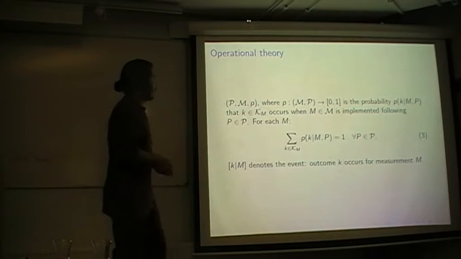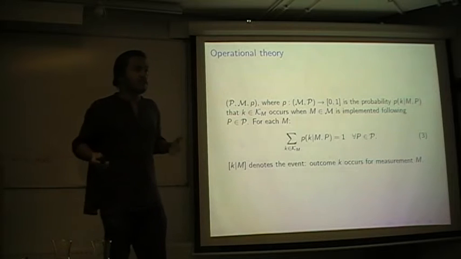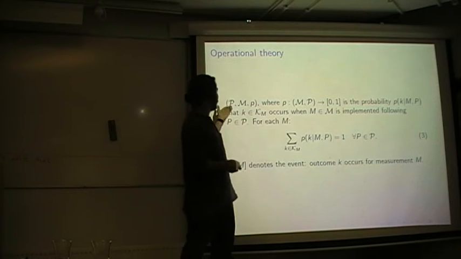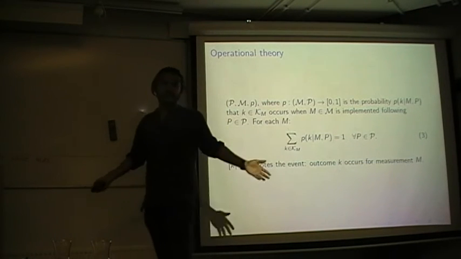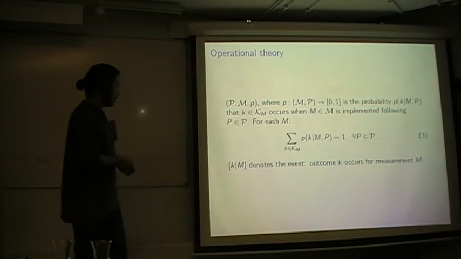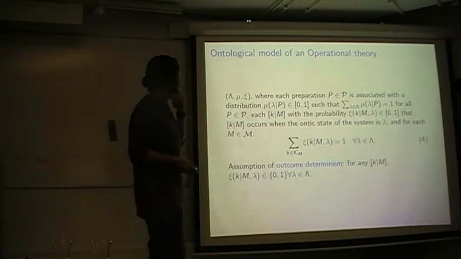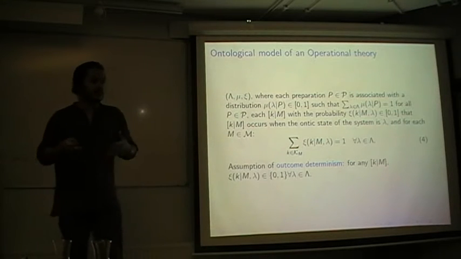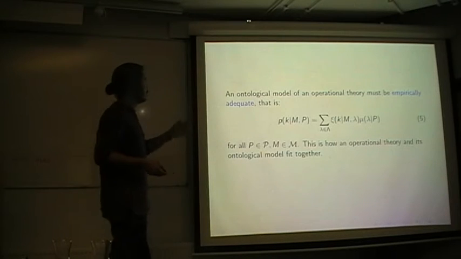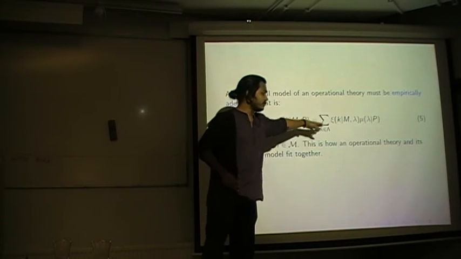So, an operational theory again is just about preparations, measurements, transformations, and I'll only talk about measurements and preparations because these are all prepare-and-measure experiments. It is supposed to specify this particular quantity, which is the probability for any given effect in the theory, given a preparation. It has to normalize. For notation, this k given m denotes the event that outcome k occurs when I perform measurement m. An ontological model again is just a deeper description of the operational theory. Let me just go to how they fit together. The ontological model specifies response functions for every measurement.